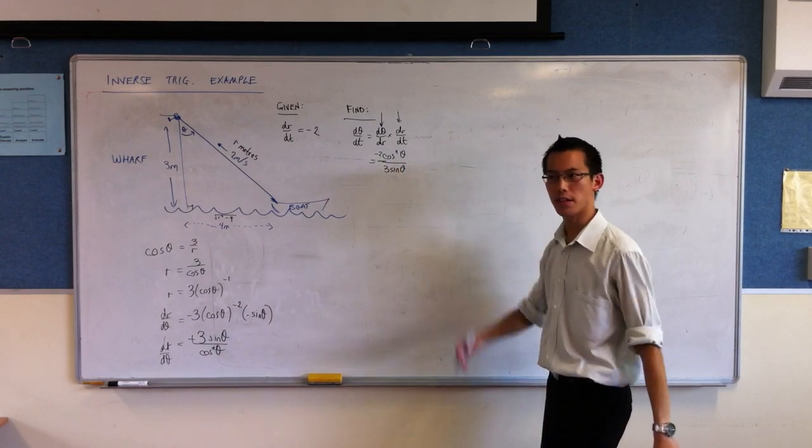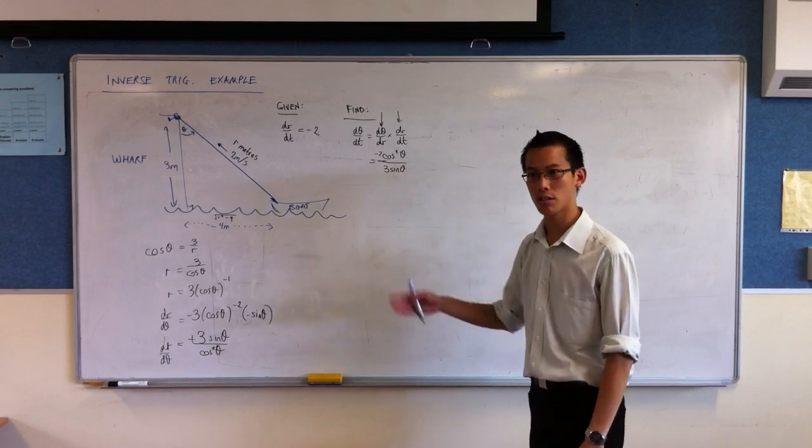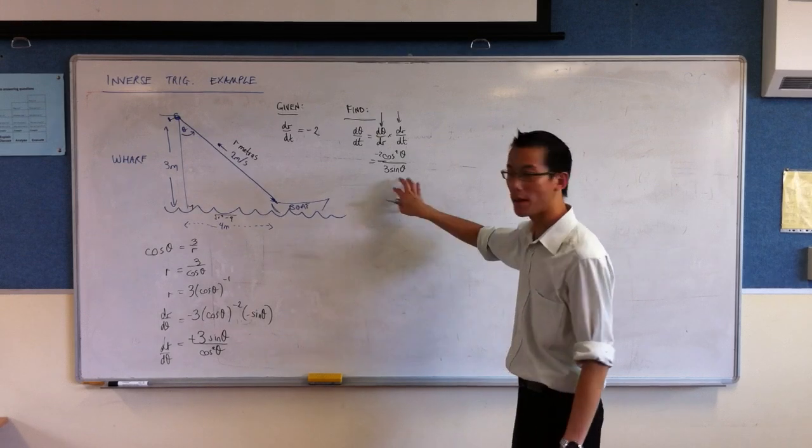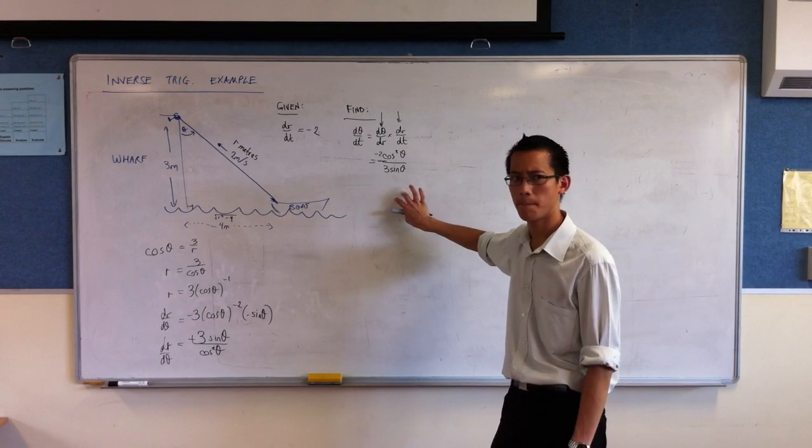Okay, so there's our derivative. Now, this is the rate that theta is changing over time. I wanted it at a particular point. What particular point did I want?